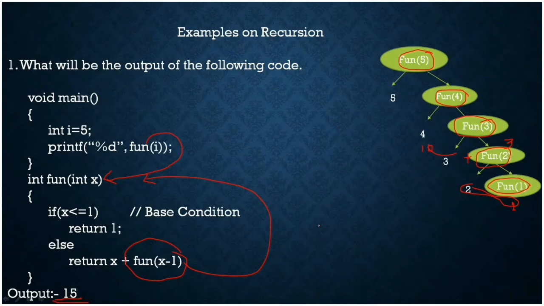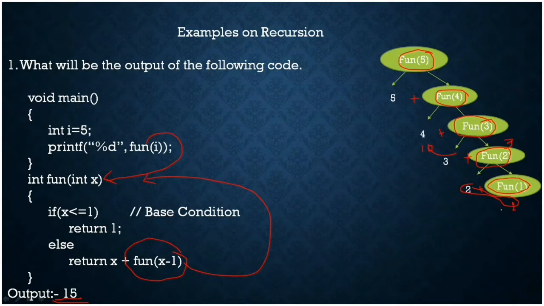Once again I will say that this is a recursive tree. So x plus fun of x minus 1 means fun of 5 will call 5 plus fun of 4. Fun of 4 will call 4 plus fun of 3. Fun of 3 will call 3 plus fun of 2. Fun of 2 will call 2 plus fun of 1.